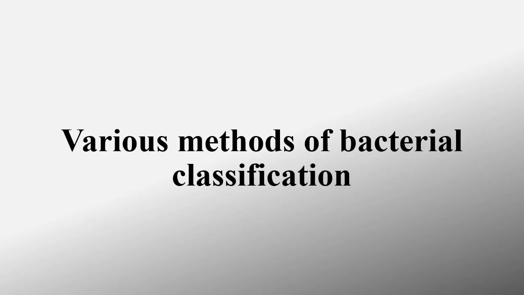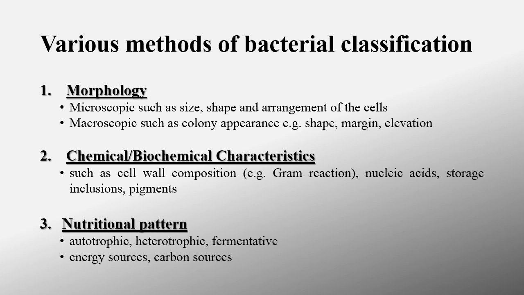Okay, let's look at the various methods of bacterial classification. The first method of bacterial classification is via morphology. The morphology can be done either microscopically or macroscopically. Microscopic is usually measured as size, shape and arrangement. For example, either coccus or bacillus, and they can form clusters or be dispersed. On the other hand, macroscopic refers to colony appearance, for example shape, margin and elevation.